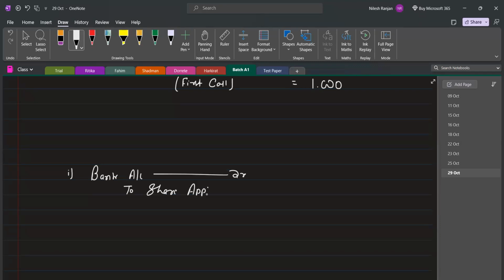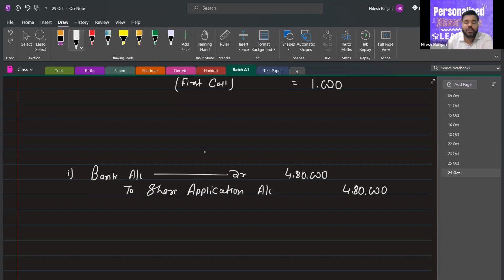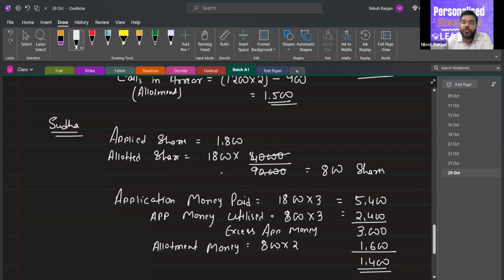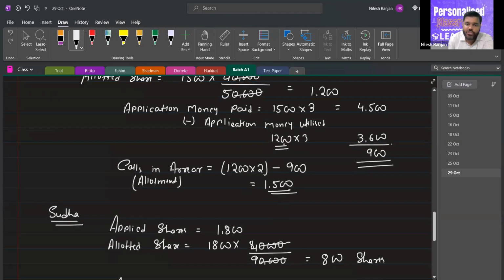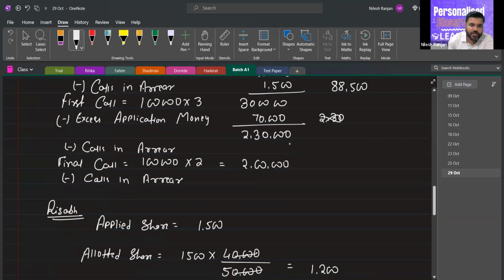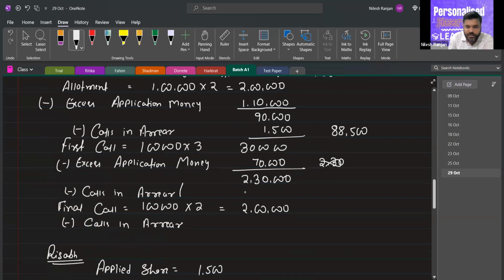Yes, sir. So 1,000 is from Sudha's share, 1,000 rupees. And the balance, sorry, 3,600 is Rishabh's call scenario amount. Rishabh's calls in arrear, because Rishabh did not pay the allotment money, so he will not pay the first call and final call also. That's why we have taken Rishabh's share also. 1200 share we have given to Rishabh, so 1200 into 3 is the calls in arrear here, plus 1000 of Sudha. 4600 here. Understood, fine? Yes, sir.